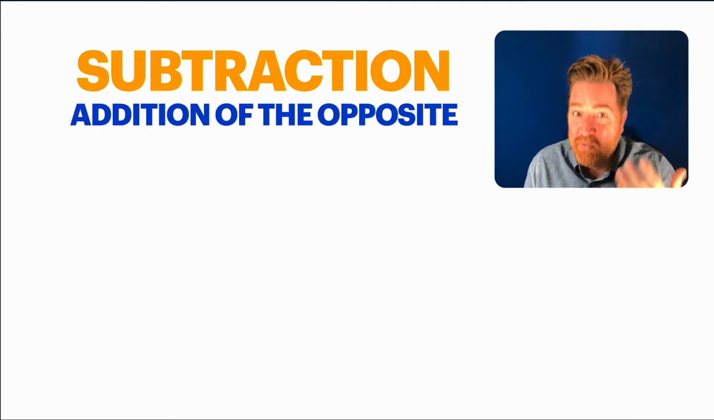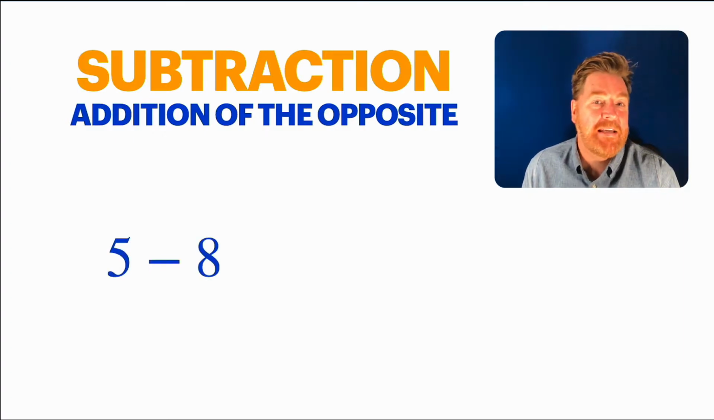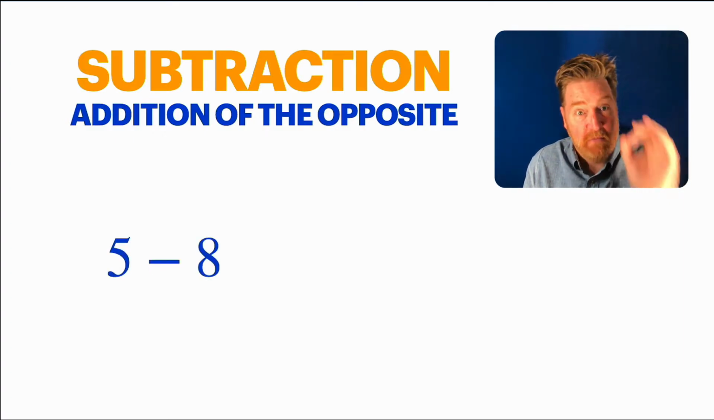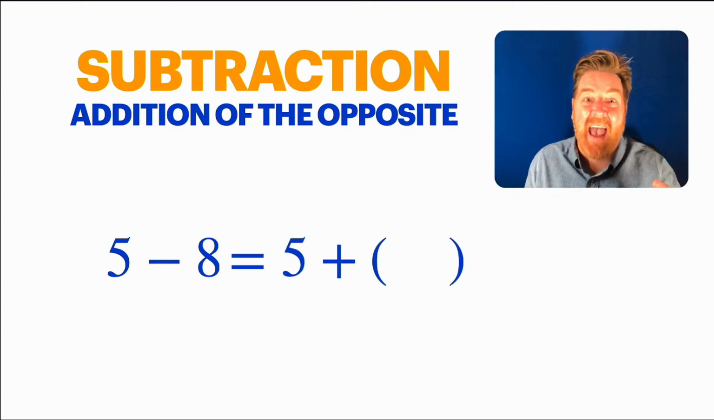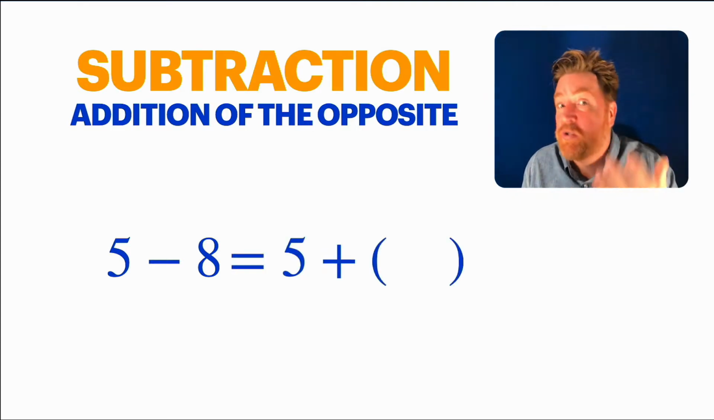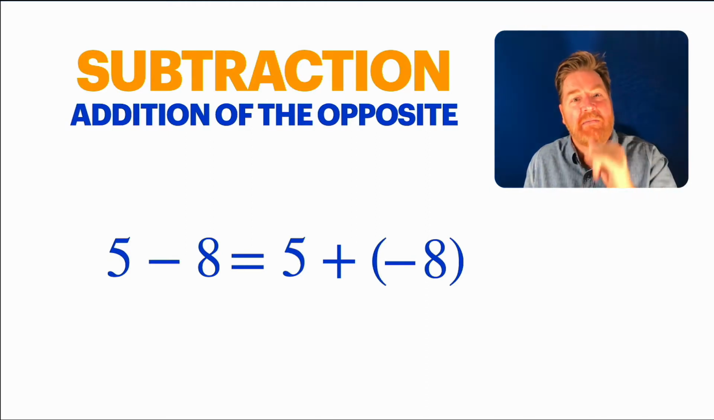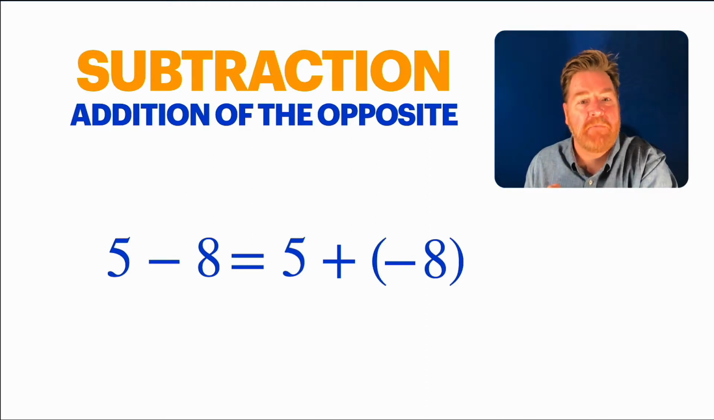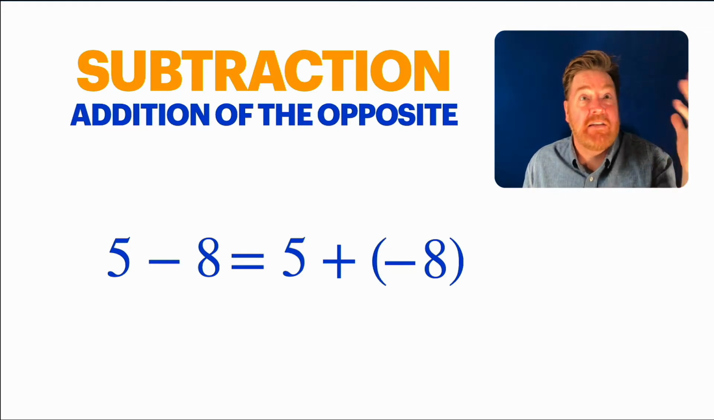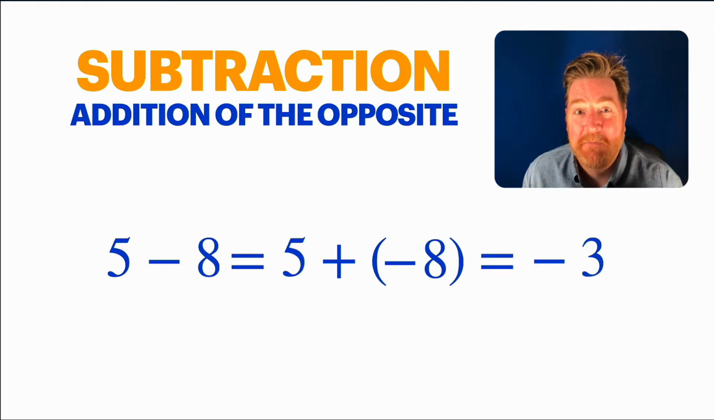Subtraction is really addition of the opposite. So, for example, if you had 5 minus 8, we remember that subtracting 8 is the same as adding 8's opposite. Who's the opposite of 8? Negative 8. So subtracting 8 is the same as adding negative 8. So that we can do. N's and P's, negative 3.